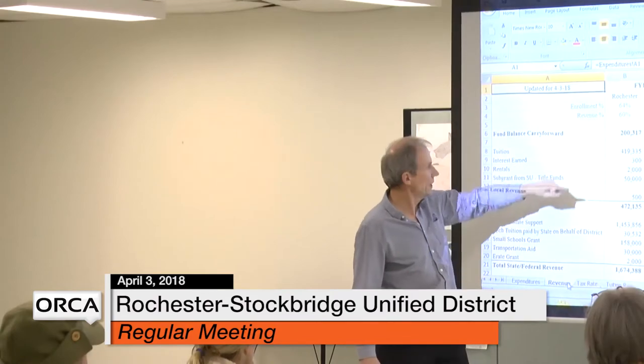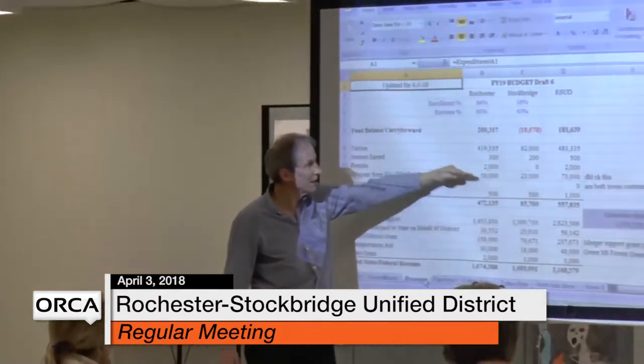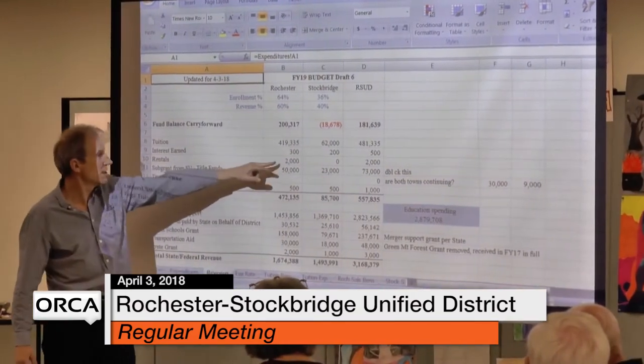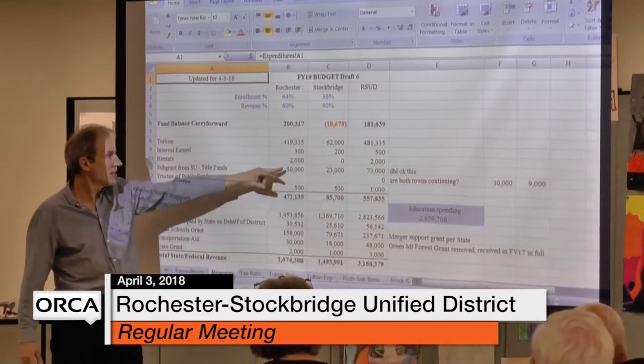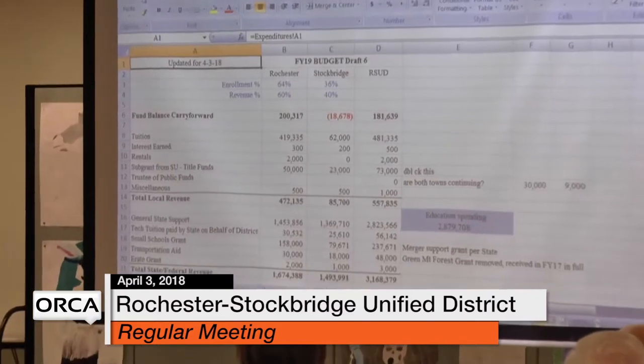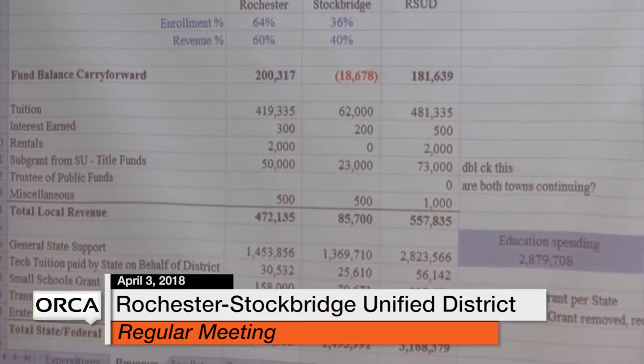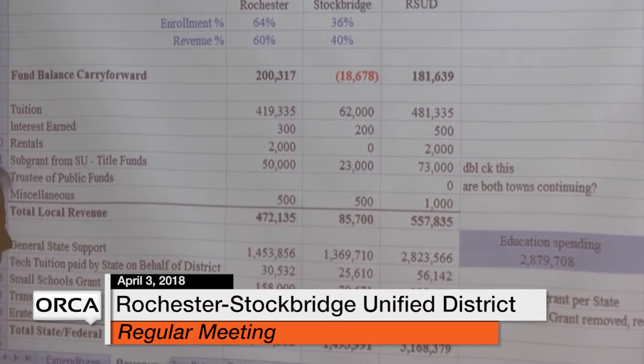So we start with the fund balance, and then we have some revenue coming into Rochester next year, a small amount of interest, a small amount of rental income, and some sub-grants, which are from the supervisory union, which are mostly the Title I CFP school-wide program funds. And we'll see how we spend them in a minute.